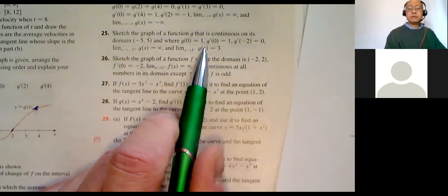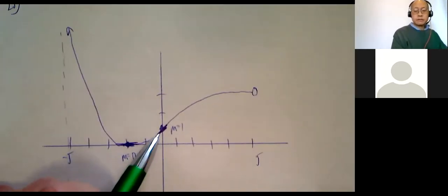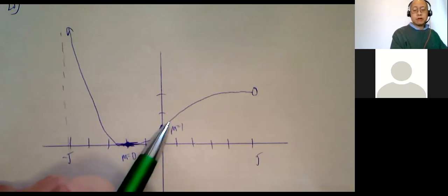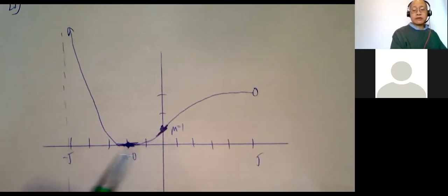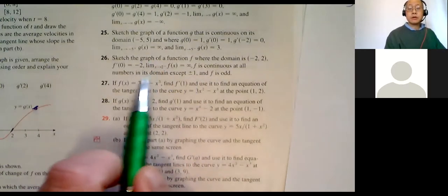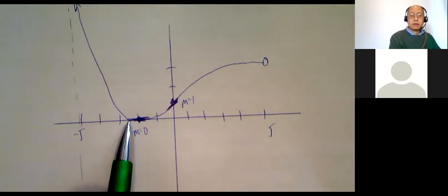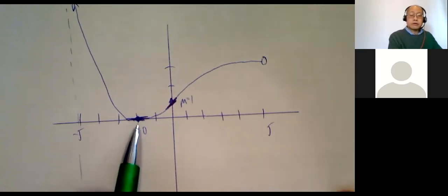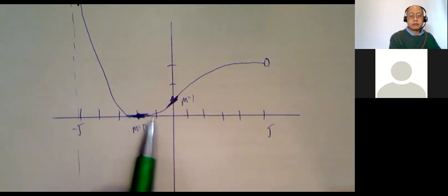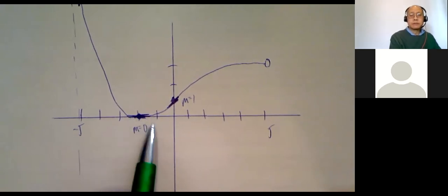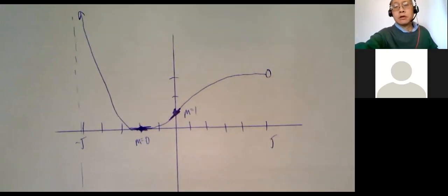Now we have some slopes. G prime of 0 is 1. So the slope here is 1. Slope of 1 means going up at a 45-degree angle. Slope of -1, falling at a 45-degree angle. G prime of -2 is 0. So I know it has to be lower. So where's the y coordinate? We don't know. So I just decided to put it on the x-axis to make it easier for myself. So slope is 0. So it works. There's actually infinitely many solutions for these kinds of problems sometimes.